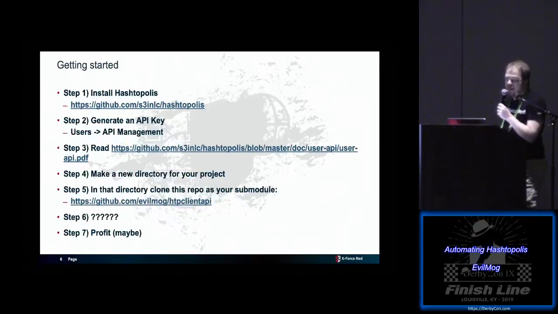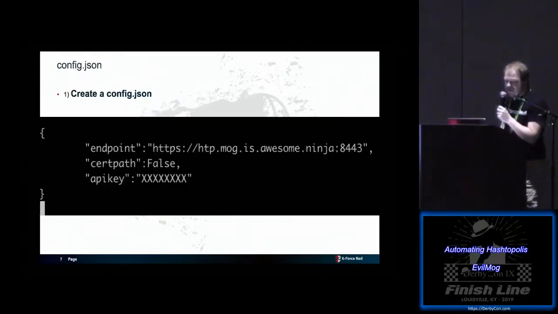There's the GitHub repo, reasonably easy. I might even post the slide when I'm done this so you guys can all take copies, but feel free to take pictures of the slide deck, no problem. You have to generate an API key in order to use Hashtopolis for its automation pieces, so create an API key. You should probably read the user API PDF before you try to automate it with the frameworks we wrote for Python. You make a new directory for your project, clone this repo, question marks, and profit. Relatively simple for getting started.